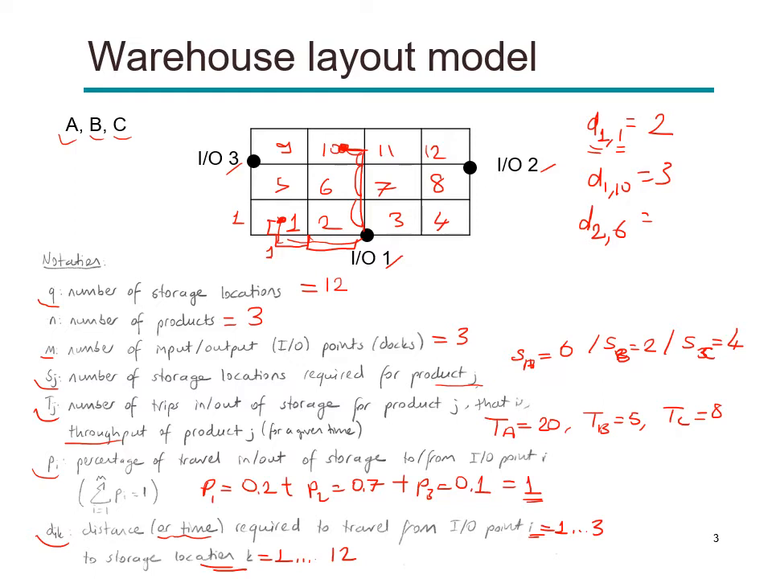D26 is the distance between the second input output location and the center of the 6th storage, and basically it is 0.5 plus 0.5 plus 1 plus 1, which is 3. So the distances between each of these storage locations and the input output points can be just calculated by just looking at the layout.